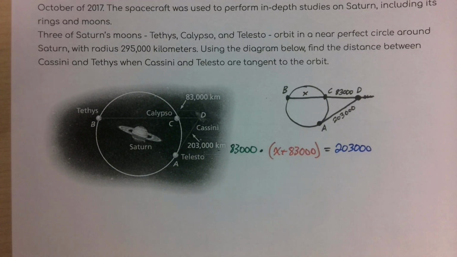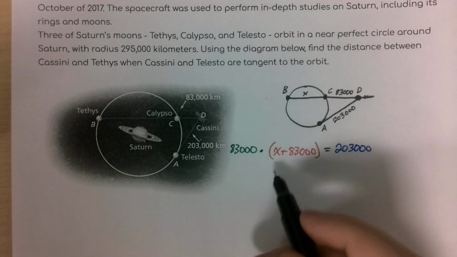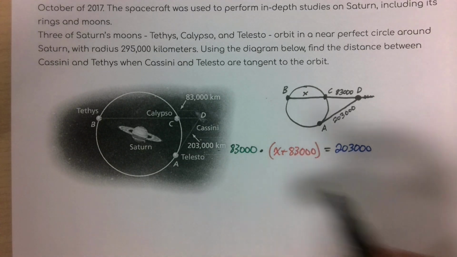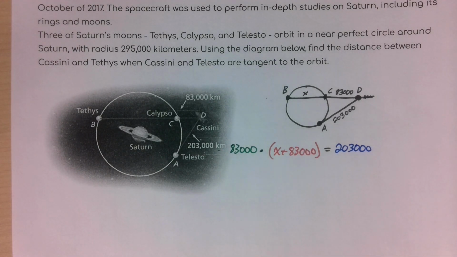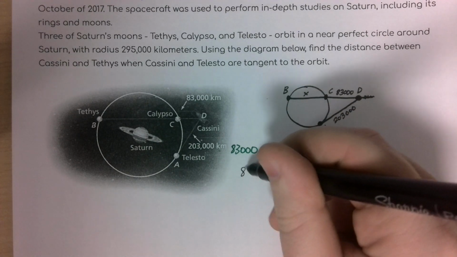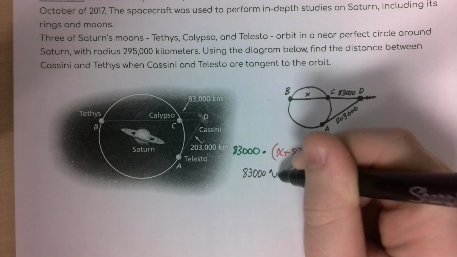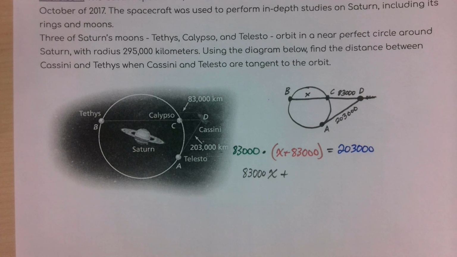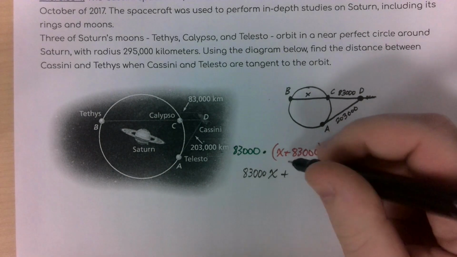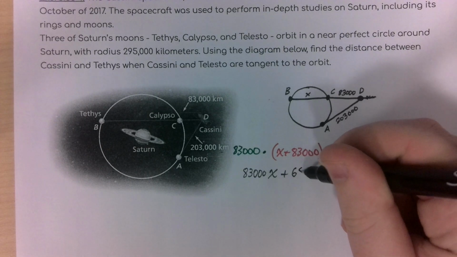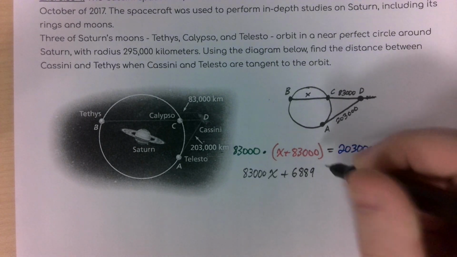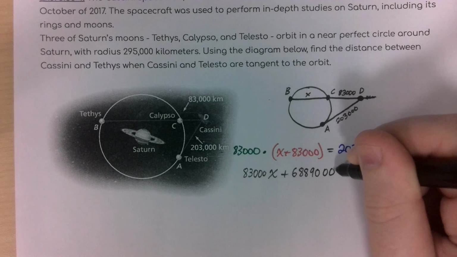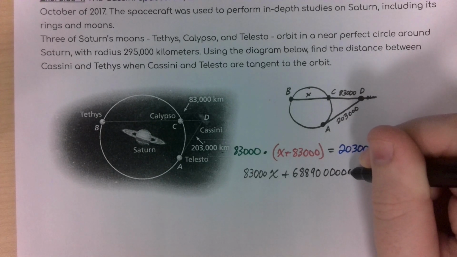Believe it or not, this is actually going to be super easy to solve despite the bigger numbers, because there's only one x in this entire problem. When we multiply this out, we're going to get something very reasonable indeed. So 83,000 times x is 83,000x. 83,000 times 83,000 is going to give us a whopping 6,889,000,000.